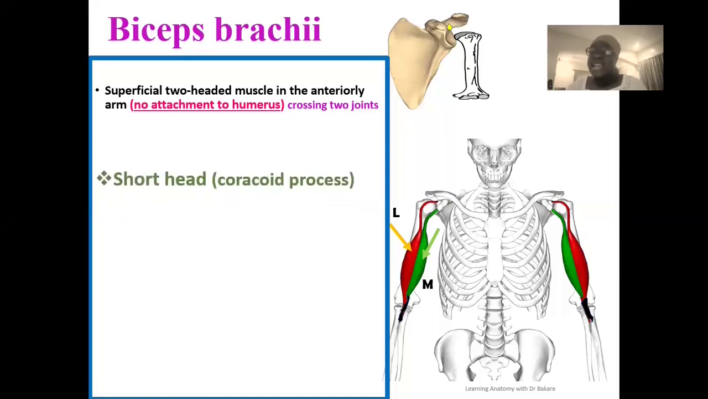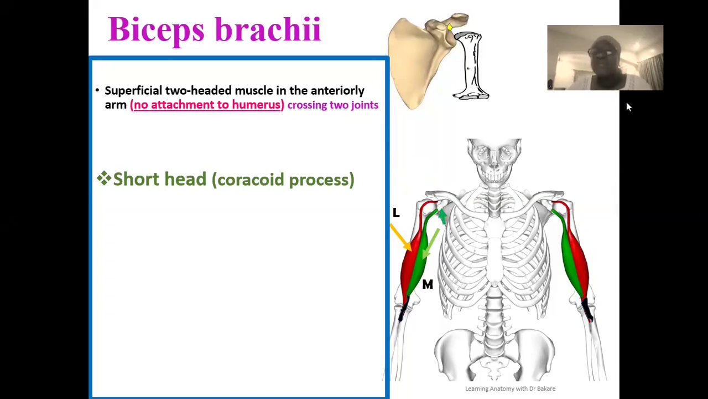So for the short head, it originates from the coracoid process. And this is where we have the coracoid process here at this upper region. The coracoid process is the beak-like extension directed towards the superior region of the glenoid fossa or the glenoid cavity. We already described this in detail in our lecture on the scapula. If you've not viewed that lecture, please kindly go and do so.